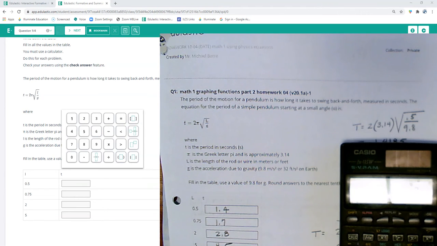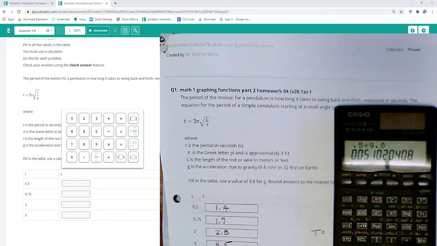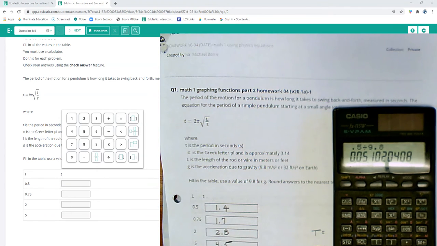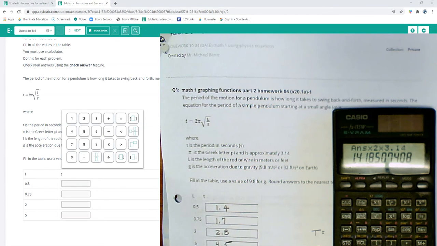In a calculator, I'm going to start with 0.5 divided by 9.8. I have to take the square root of the answer. Then I have to multiply by 2, and I have to multiply by pi. And that gives me 1.4 with my rounding. So 1.4. Okay, we're going to do it again.